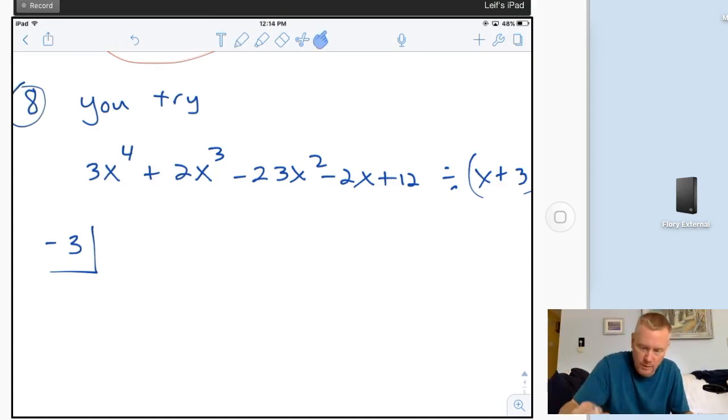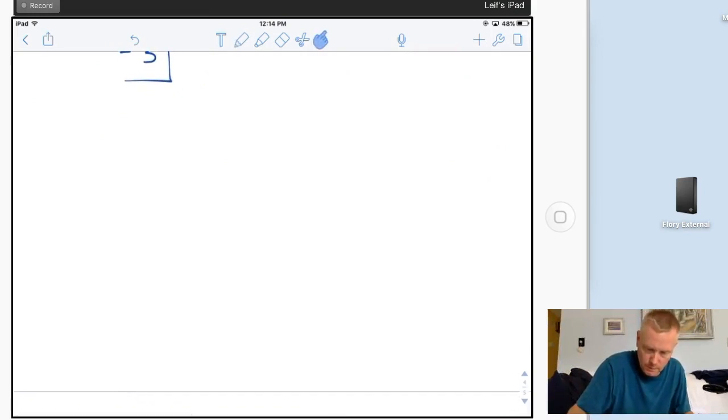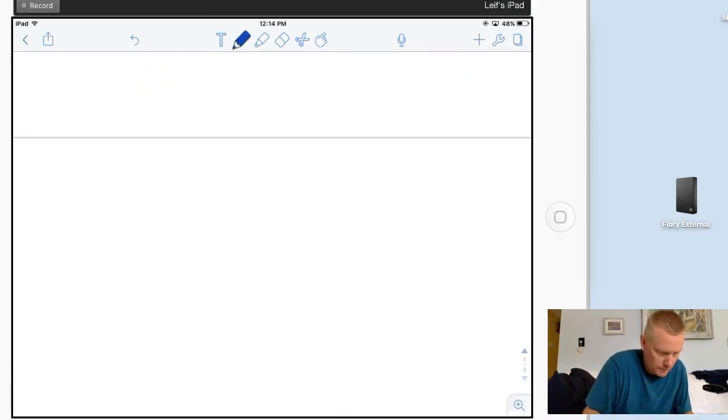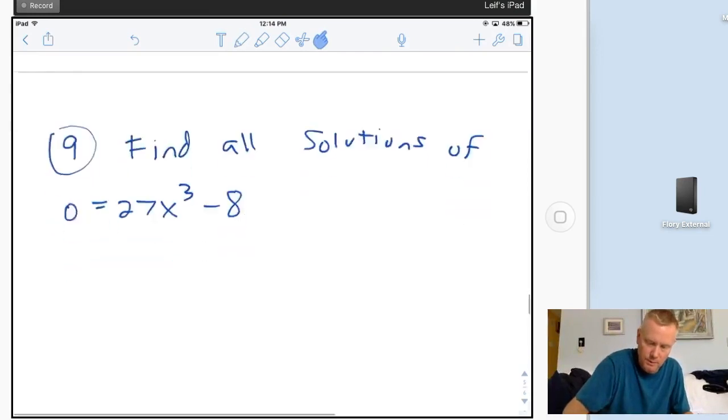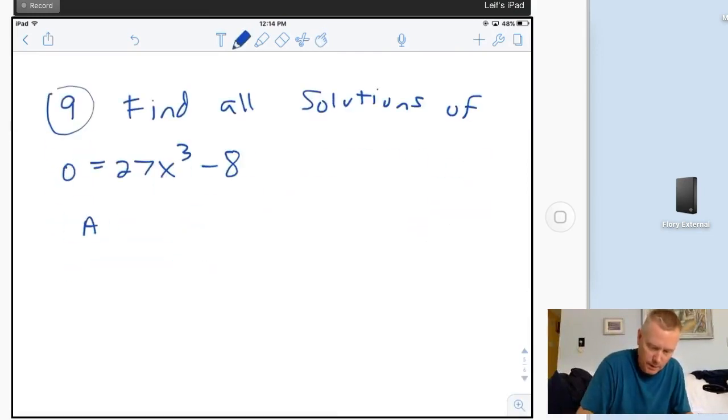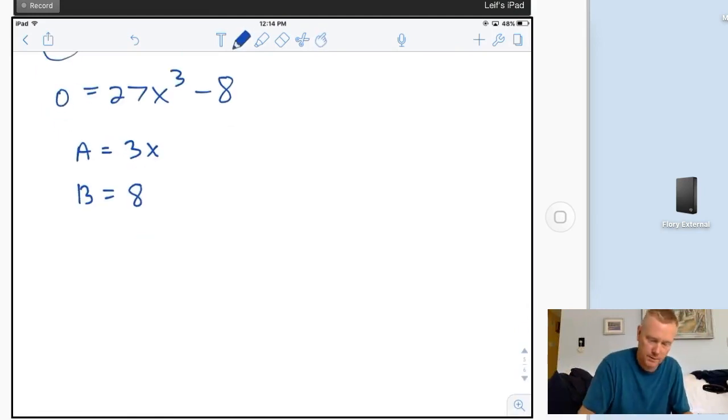And this is going to be my last problem here. I think I'm on 9. Find all solutions of 0 equals 27x to the third minus 8. All right, so first thing, you're going to factor it. Okay, a is the third root of 27, which is 3, and the third root of x. B will be the third root of 8. So when I go and factor this into parentheses, it's a difference of 2 cubes.